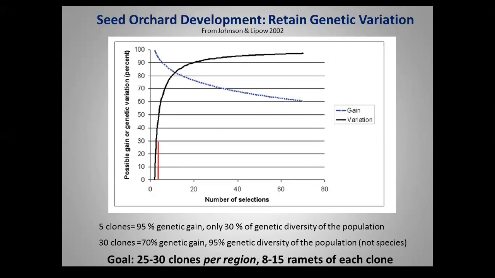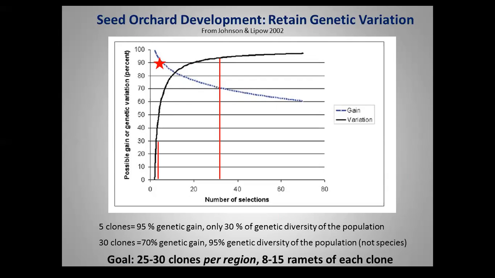To further illustrate this, if we're down at about 5 different clones, we're getting only 30% of the genetic diversity of the population, but that's a 90% gain. So if we're picking the 5 best clones that are highly resistant, we're going to capture only 30% of the population diversity, but we've really made a big jump in the genetic gain as far as the enrichment of resistance.